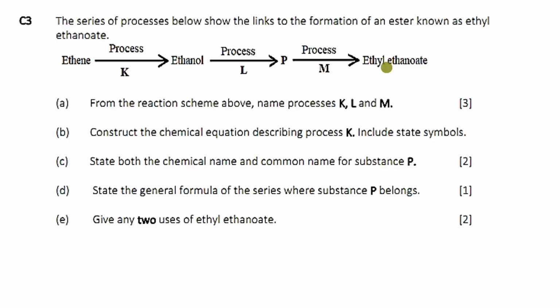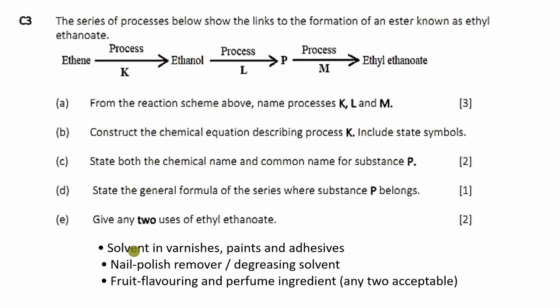What uses does it have? Just give two. So we can say solvent in varnishes, paints, and adhesive. So this one is used as solvent in varnishes, paints, and adhesive. Two, nail polish remover. It can be used to remove nail polish or as a degreasing solvent, removing grease. Then, three, fruit flavoring and perfume ingredient.